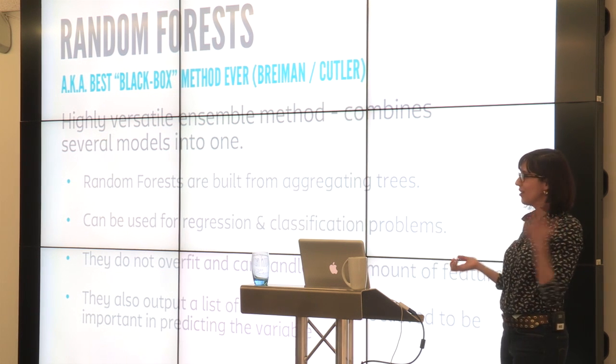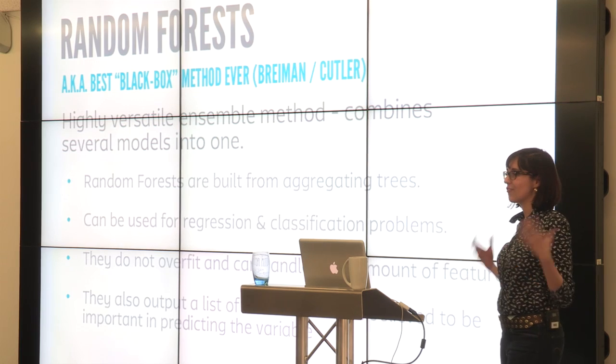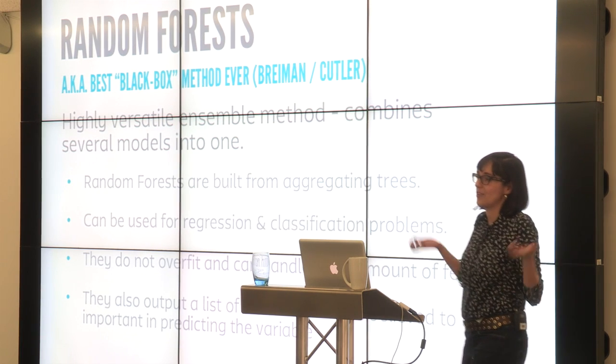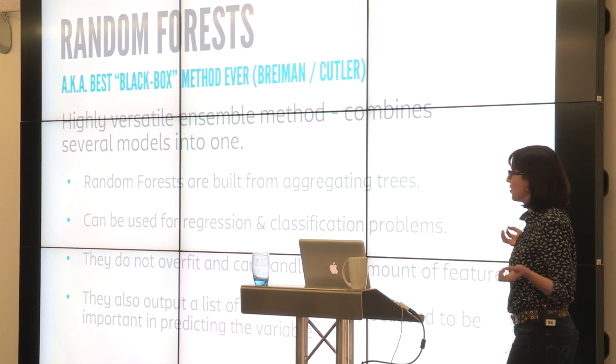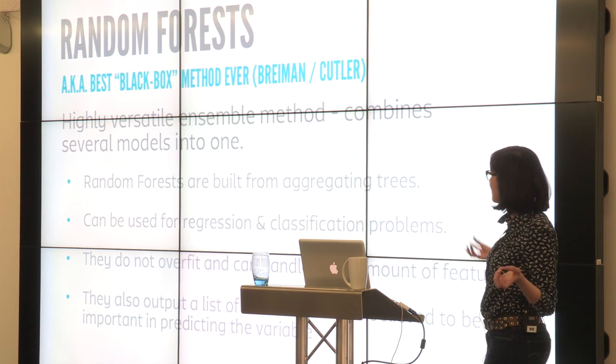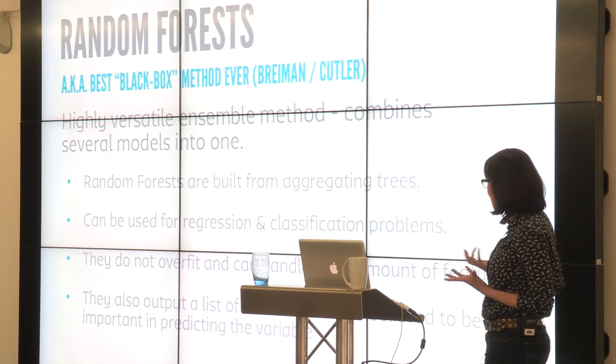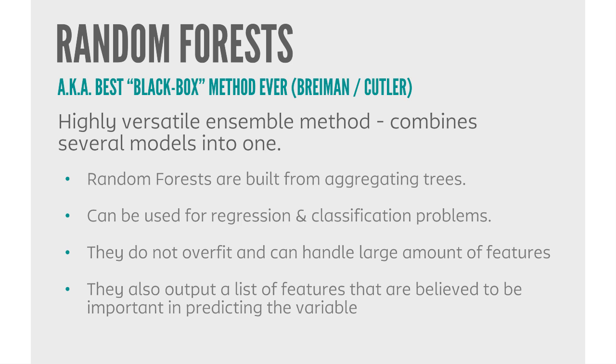For most people, classification trees are very simple to understand because you have a set of rules, and from knowing the set of rules you can predict something. So random forests are built from aggregating trees. They can be used for regression and classification problems. They do not overfit and can handle a large amount of features. And they also output a list of features that are believed to be important in predicting the variable.